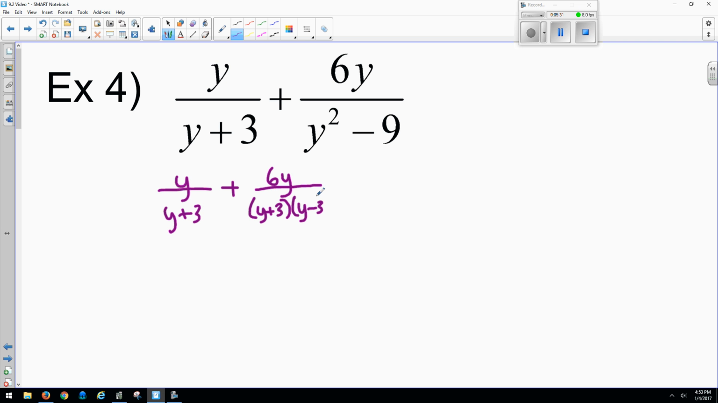y minus 3. And now I'm just going to look to see what this denominator has that this denominator does not have. And hopefully you can see that it's missing a y minus 3. And so I need to get that common denominator. So what I'm going to do is multiply this denominator by y minus 3. And I'm going to do the same thing to the numerator. Anything you do to the denominator, you have to do to the numerator. And don't forget, we have to distribute this y. And so the new numerator here is going to be y squared minus 3y.